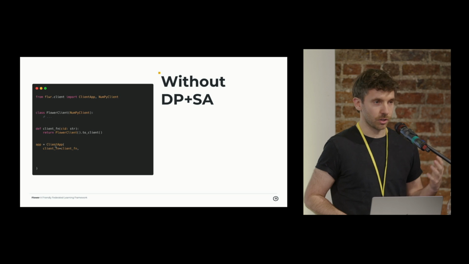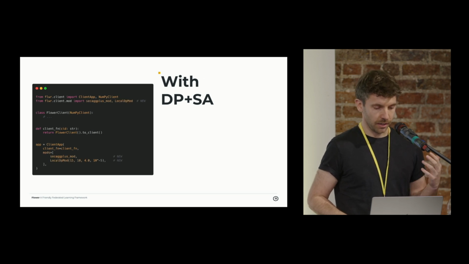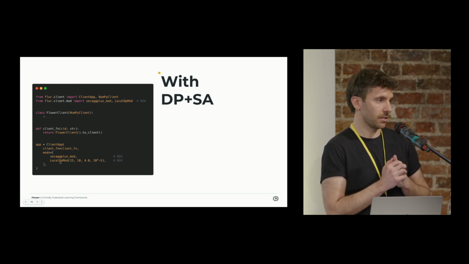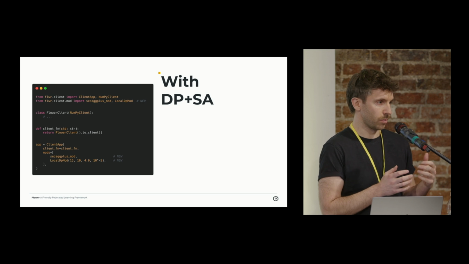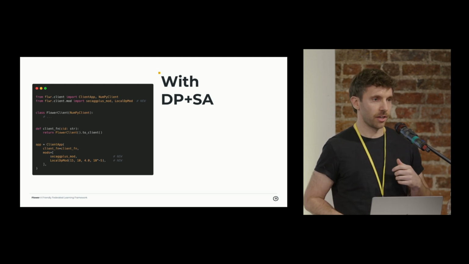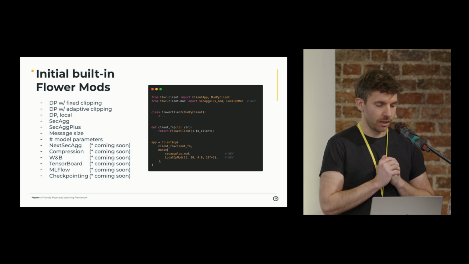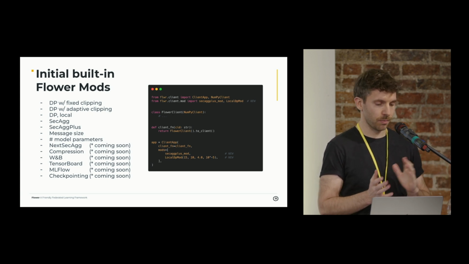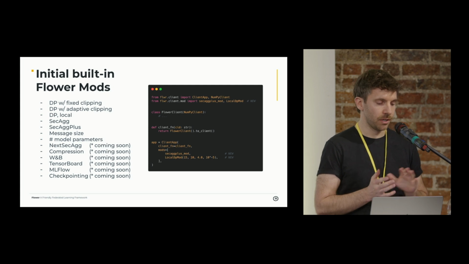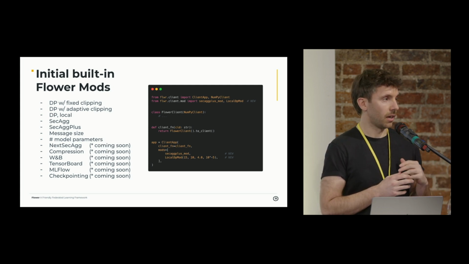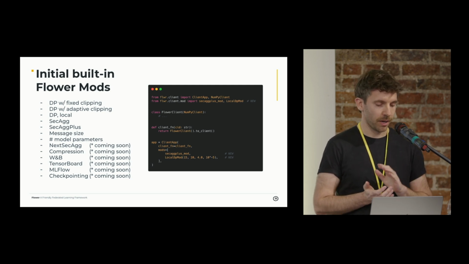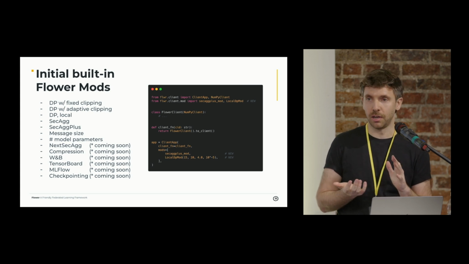Now, if you want to add differential privacy and secure aggregation to that, it's just 3 lines of code. You need to import the respective mod and then add the mod to your client app. And that's how you can easily add things like differential privacy, secure aggregation, but also many other things. So in the initial release, we'll also already release a number of built-in mods for differential privacy with fixed clipping and adaptive clipping, local DP, SecAgg, SecAgg+. We'll have some utilities to track message sizes and number of parameters. And then we also have a bunch of other mods coming soon. For example, logging to Weights and Biases.